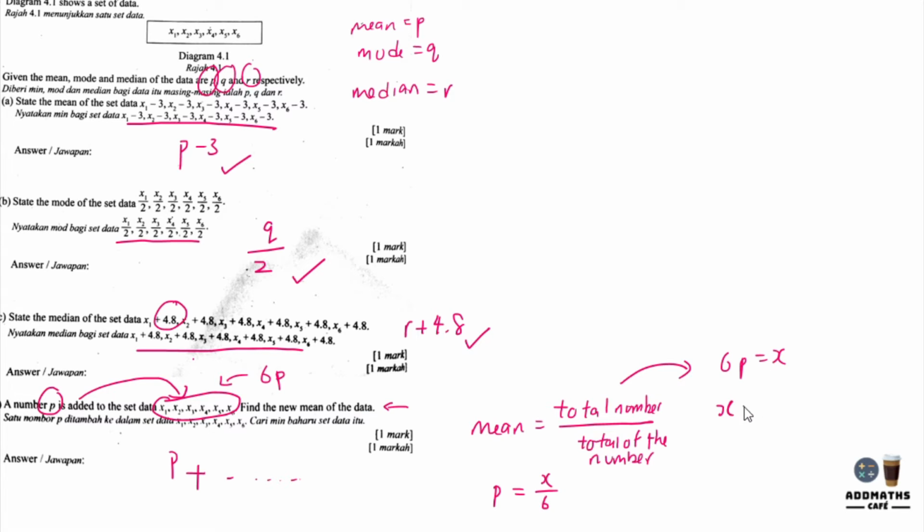So now add one more number in, which is P. Now it will give you 7P. So all this number until X7, all this number added up together will give you 7P. So your new mean will be 7P divided by 7 numbers, because originally it was 6 plus one more number, it will be 7. So that gives you a new mean of P. So this answer will be P only.